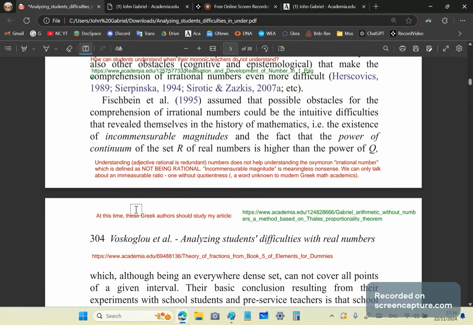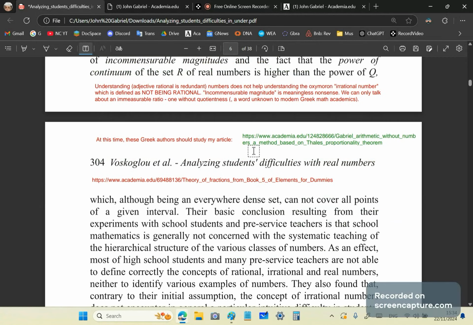And so these Greek authors should study my article called Gabriel Arithmetic Without Numbers, a method based on Thales proportionality theorem. In this article, I explain to you how you can do the four basic operations of arithmetic to 100% precision using an ingenious method that only I could come up with because I'm a genius and you're not. I'd like to harp on that because a lot of you are incorrigible stupids who leave dumb comments in the comment section. Please hold your 2 cents, you morons.